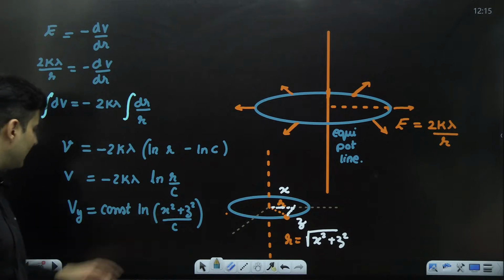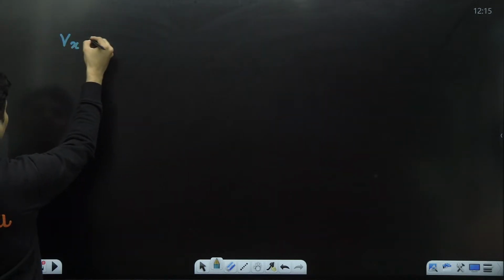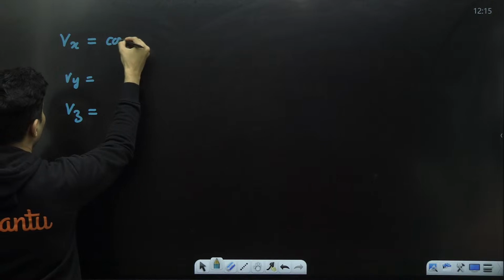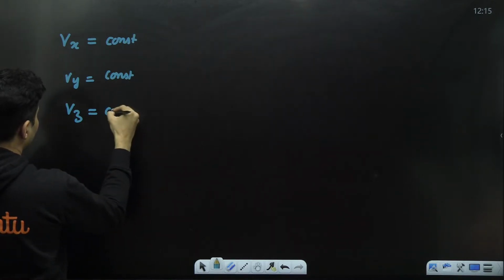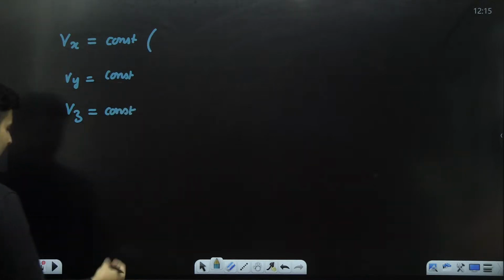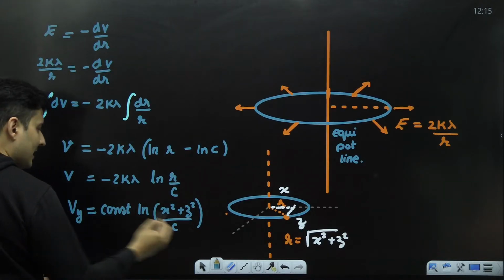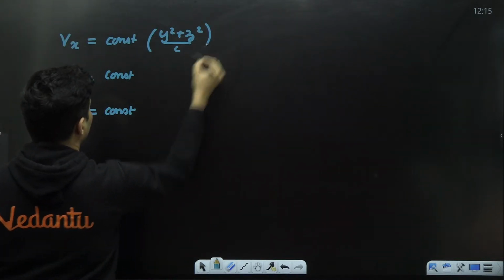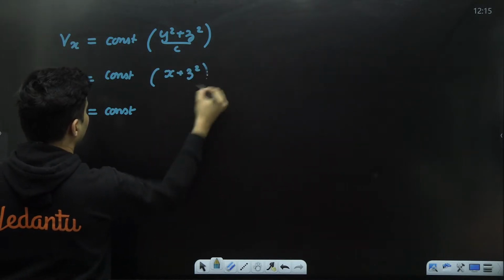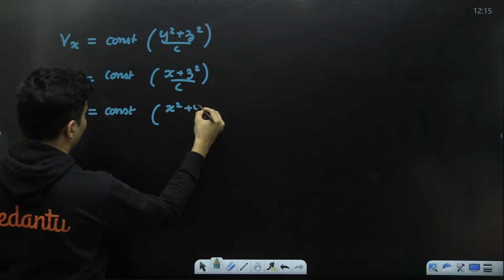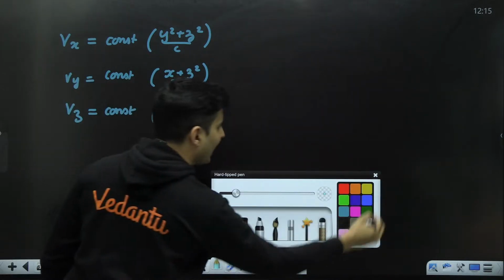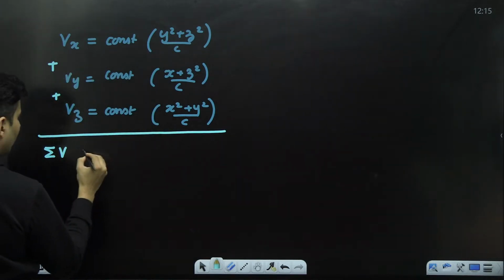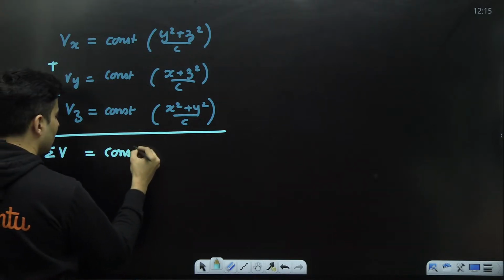When there is y, there is x and z. So due to the wire in the x direction, the wire in the y direction, and the wire in the z direction, there will be some constant everywhere. When there is x, there will be y and z, so y square plus z square by constant. Here there will be x square plus z square by constant. Here there will be x square plus y square divided by constant. So when I add them, I will get the total potential, which is nothing but constant.